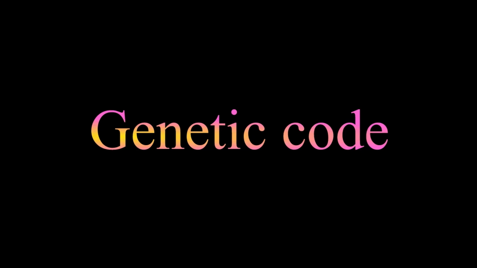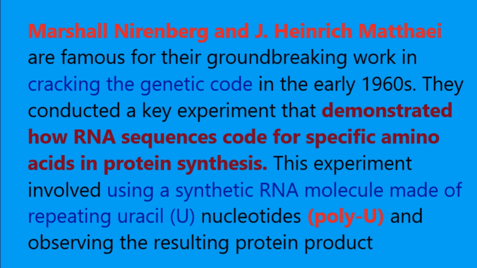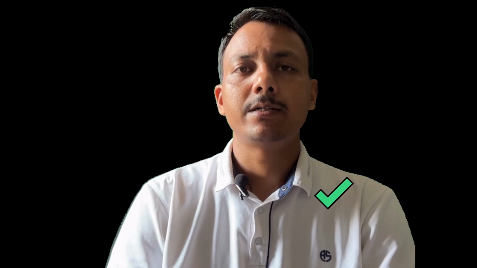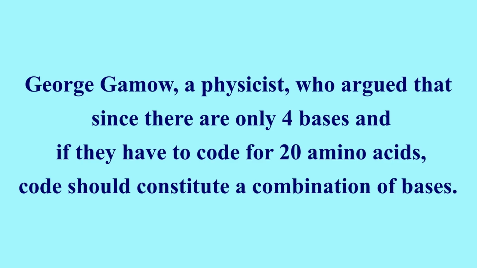The genetic code was cracked in 1961 by two scientists, Marshall Nirenberg and Heinrich Matthaei, using synthetic RNA in a test tube. They decoded the first codon, UUU, which was found to code for the amino acid phenylalanine. This opened the door to understanding how genes are translated into proteins.